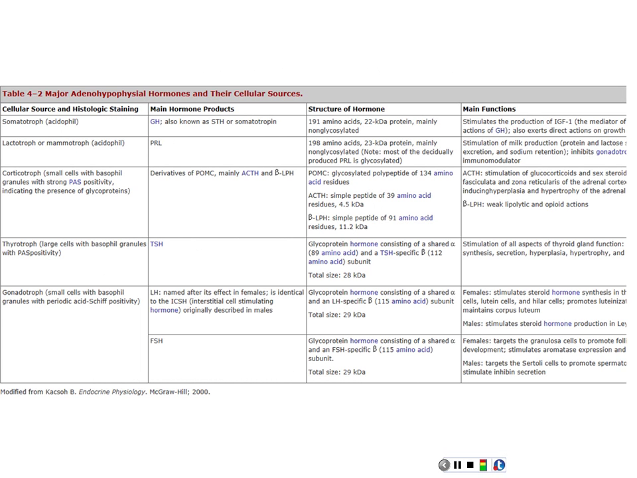So this is a good summary slide which tells you about the different growth hormones and even how it stains in the pituitary, for those of you who are interested. This tells you the main hormone products, the structure of the hormones, in case they ask it. I hope they don't, but in case it's there. And also the functions of the major adenohypophyseal hormones and their sources.